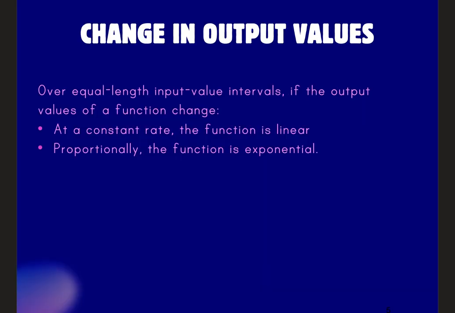All right, change in output values. Over equal length input intervals, if the output values change at a constant rate, meaning second minus first, third minus second, fourth minus third, is constant, then it's linear, which also means arithmetic. If the change is proportional, meaning the second over the first, the third over the second, and the fourth over the third are the same, then it's exponential or geometric.